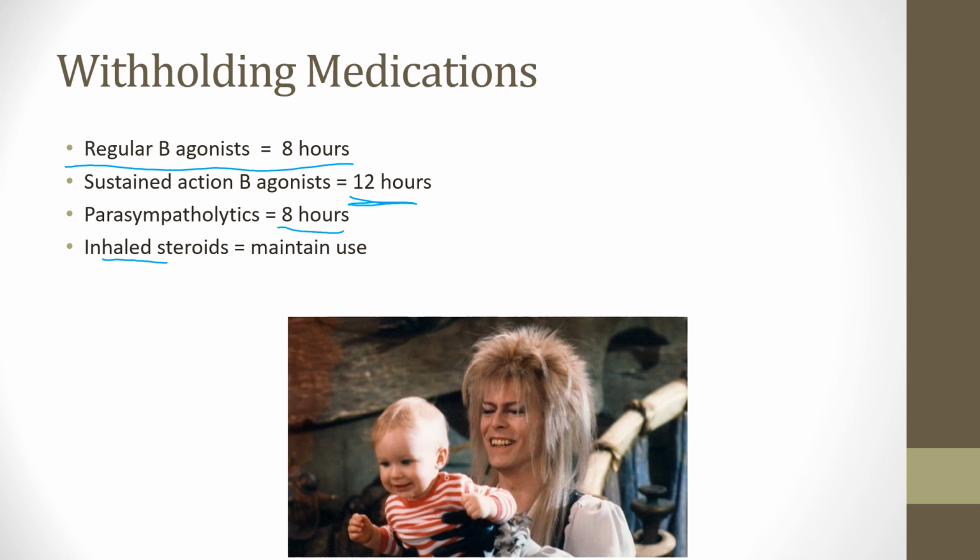And inhaled steroids, they take like 4 weeks to build up in your system, and then it's going to be a while before their effect is out of the system. So we just tell the patients to maintain use. That's not going to be something that we're able to get accurate numbers on if we just have them stop the day before or night before, so on and so forth. So they're going to continue taking their inhaled corticosteroids. But anything that's a parasympatholytic or a beta agonist or just a short-acting beta agonist, we want to withhold before the test.